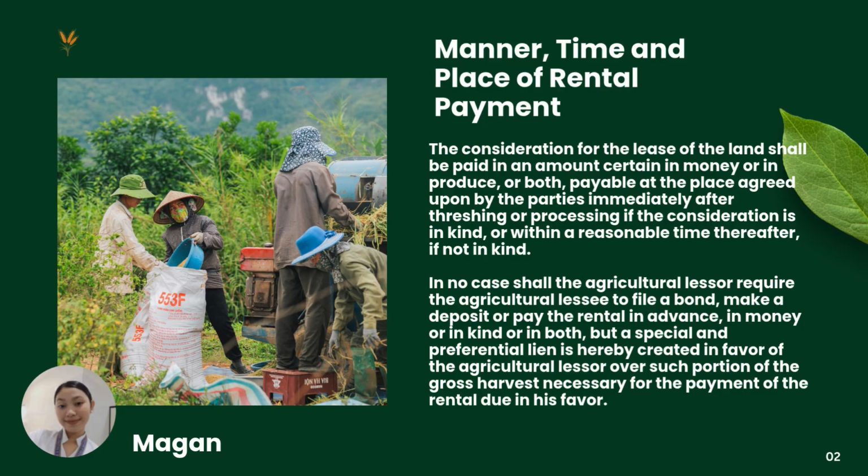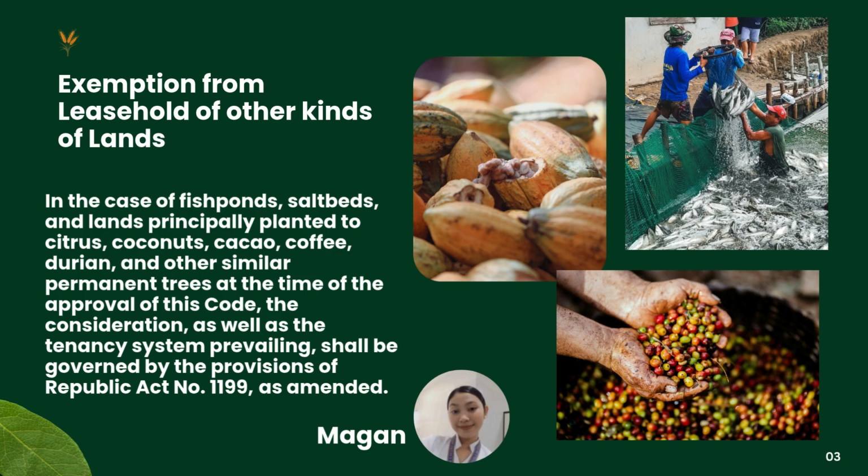This means that rent can be paid in money, produce, or both at the place agreed upon by both parties. Payment is due after threshing or processing for produce or within a reasonable time for money payments. Therefore, an agricultural lessor cannot require an agricultural lessee to file a bond, make a deposit, or pay rent in advance. The second one is exemption from leasehold of other kinds of lands.